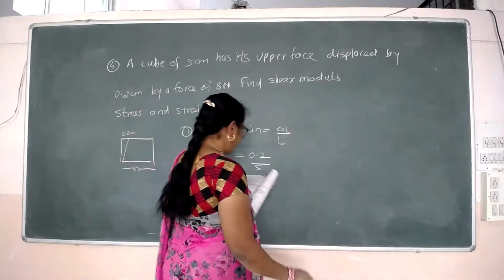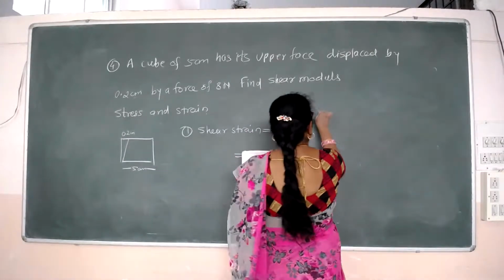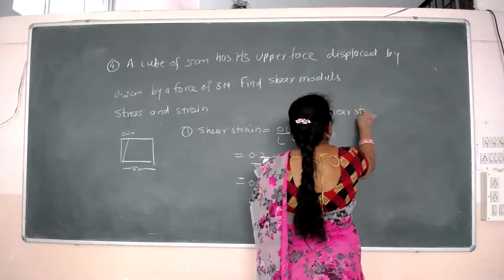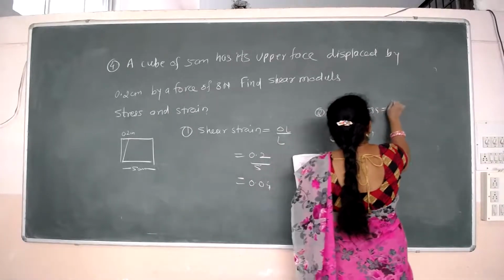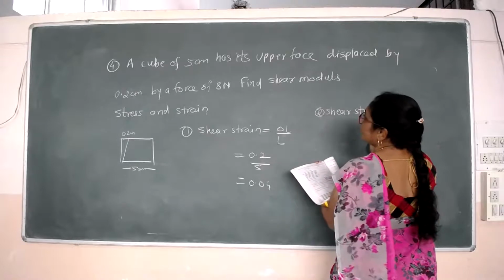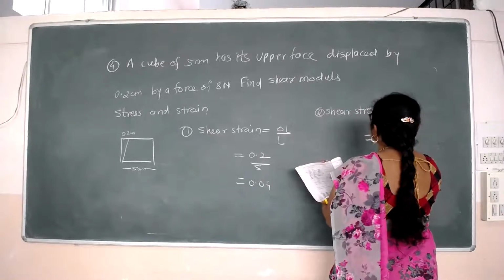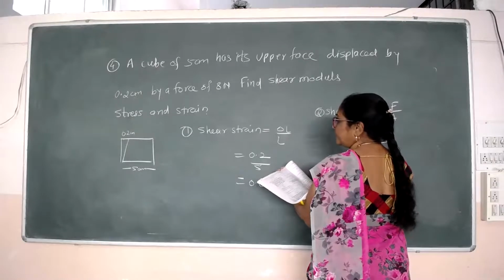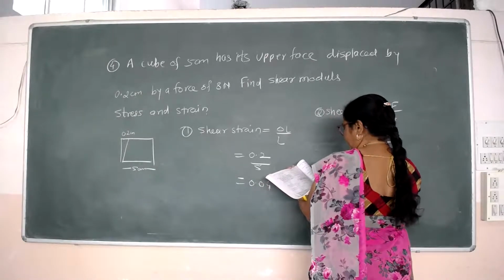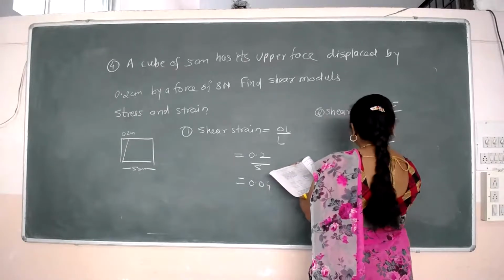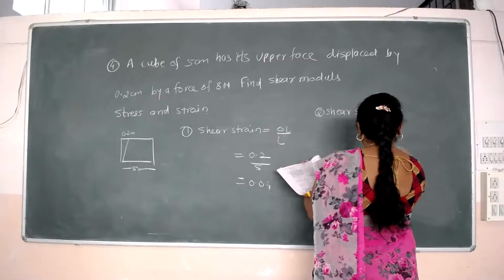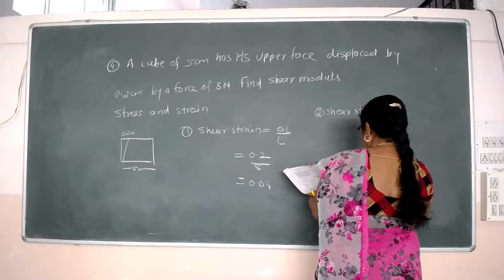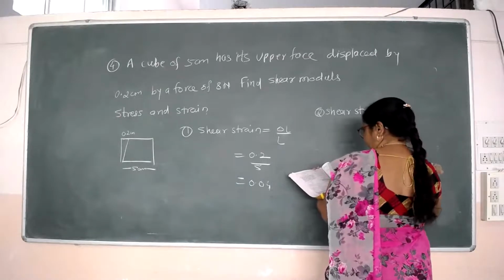Second, when we find out the stress, that stress is known as the shear stress. Shear stress is equal to force per unit area. The force is given as 8 Newton, and the area of the cross section, one side is 5, so 5 into 5 is 25 into 10 to the power of minus 4. The answer is 3200 Newton per meter square.